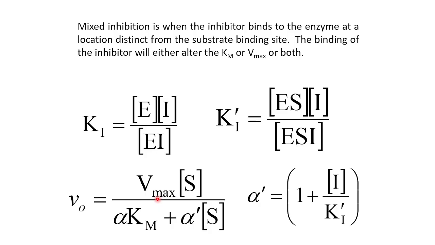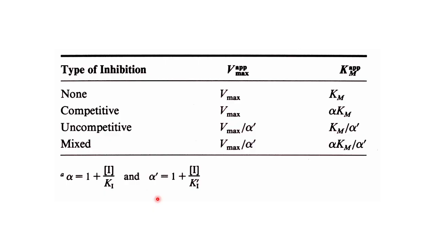So mixed inhibition is when the inhibitor binds to the enzyme at a location distinct from the substrate binding site. Like I was telling, it has a different binding site. The binding of the inhibitor will either alter the Km or the Vmax, or might be both, which you can see from the equation as well. So alpha is 1 plus inhibitor concentration by Ki, and alpha dash is 1 plus inhibitor concentration by Ki dash.